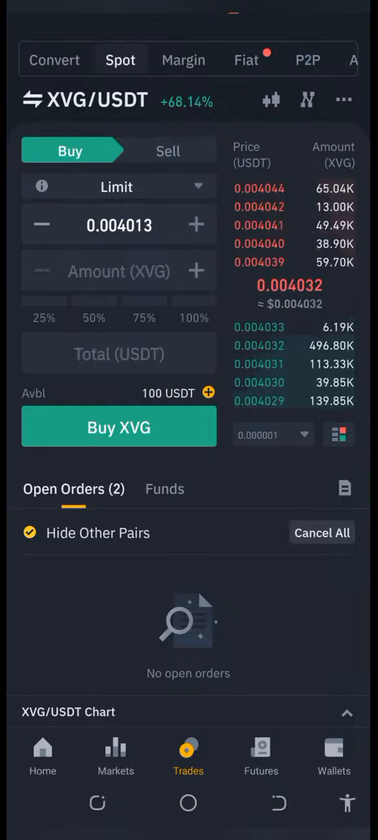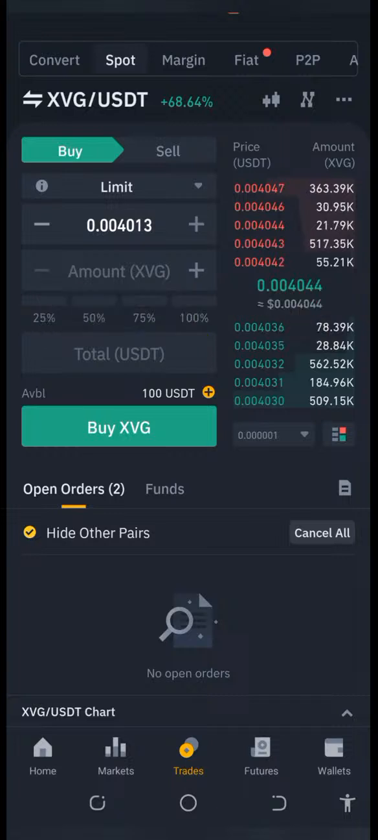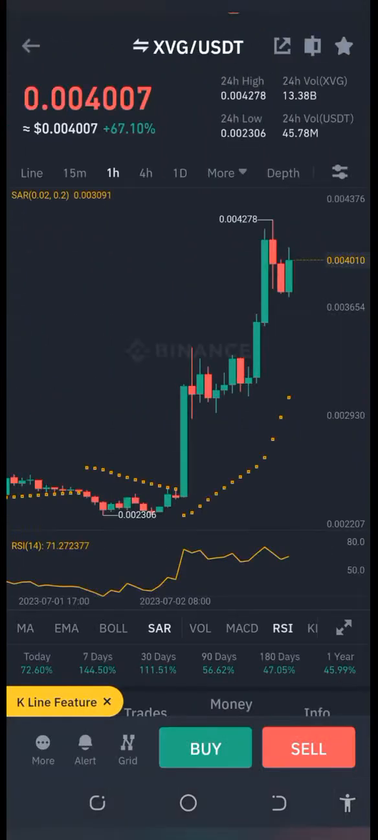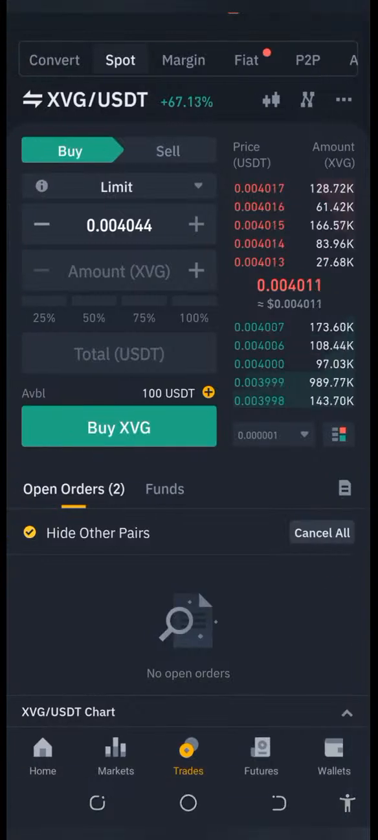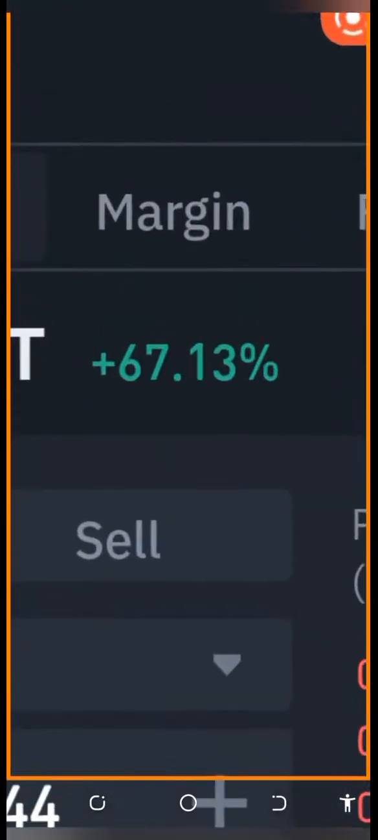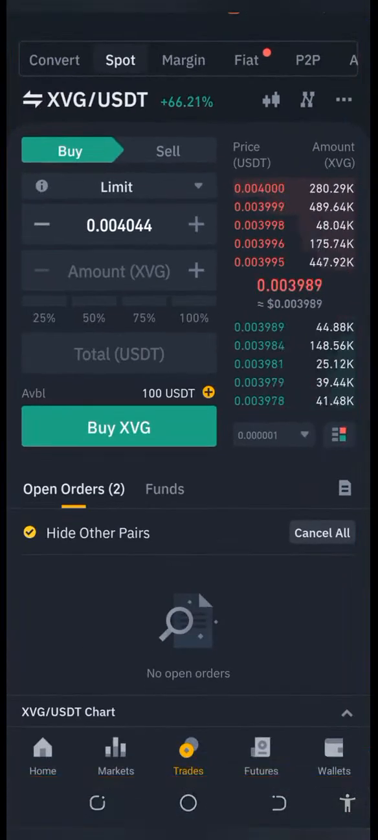Yes. Now, I'm currently on XVG/USDT, and we need to look into the charts quickly. Now, this is on the gainers list, right? So we need to quickly take our move. And as you can see, if I go back, within the past 24 hours it has gained a 67% increase. And I'm like, really? Okay, let's go see how to take advantage of this.